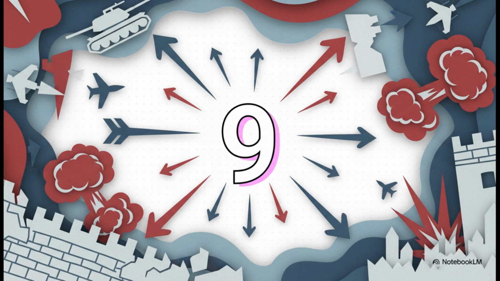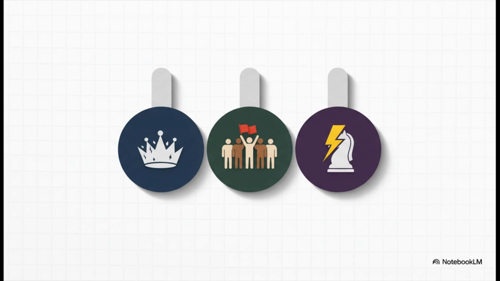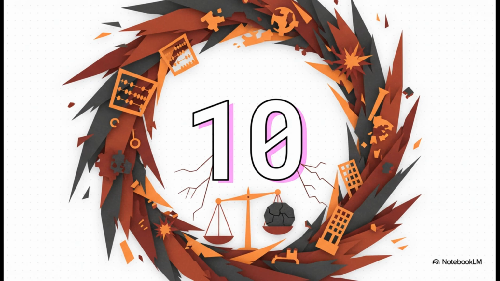And that brings us to level 9, a full-scale invasion. This is the ultimate gamble. And it really only happens when 3 specific conditions are met. 1, the intervening power has to believe the regime is actually removable. 2, they believe there's a credible opposition ready to take its place. And 3, they think a quick, decisive military victory is actually possible. The 2003 invasion of Iraq was launched based on exactly those calculations. But as we all know, sometimes those calculations are just catastrophically wrong.